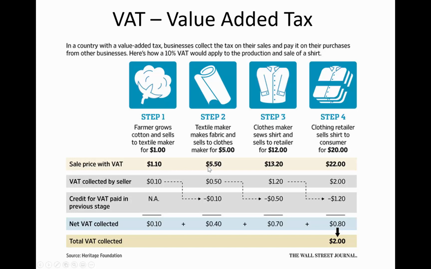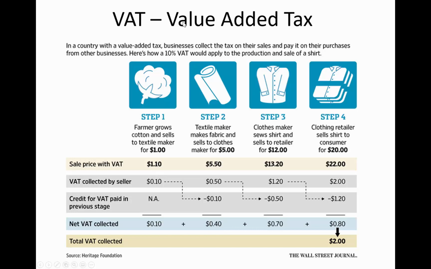And the next person, the textile maker, what they're going to sell is the fabric that they make out of the cotton, and their sales price is $5. That's how much they get to keep. So that means that they would have to charge the next person in line $5.50 because it's 10% of what they are charging. So 50 cents would go to the government, but the textile maker only has to give 40 cents of that because they get a credit for how much value-added tax they previously paid.